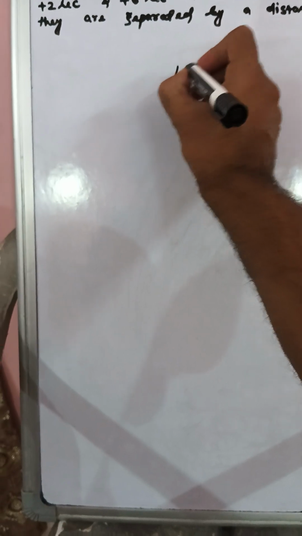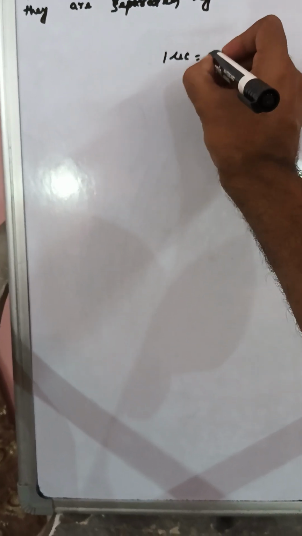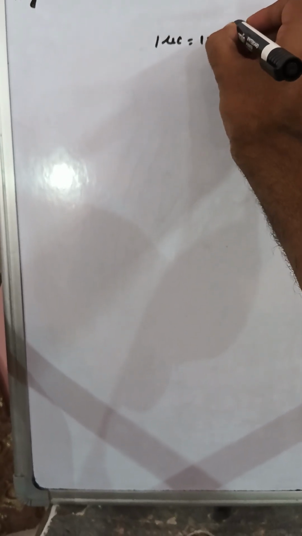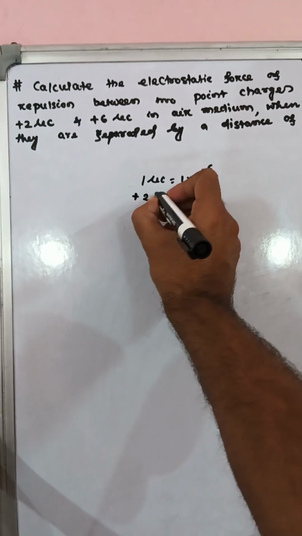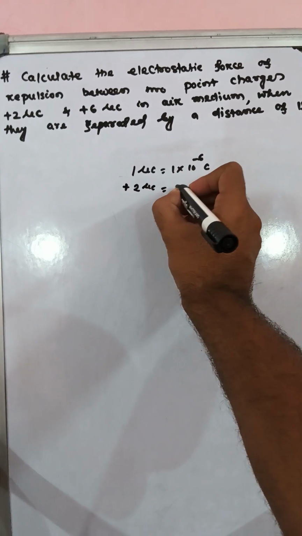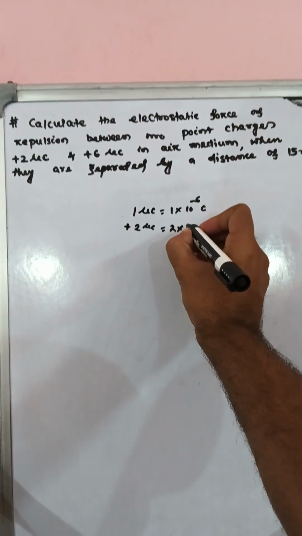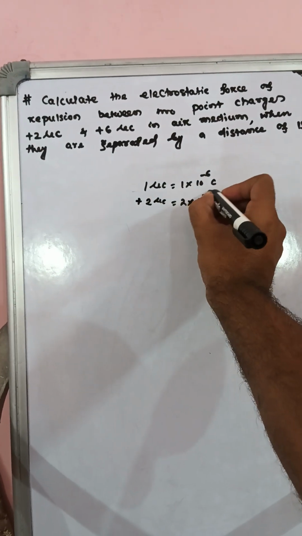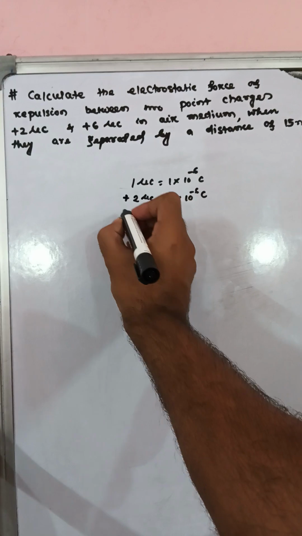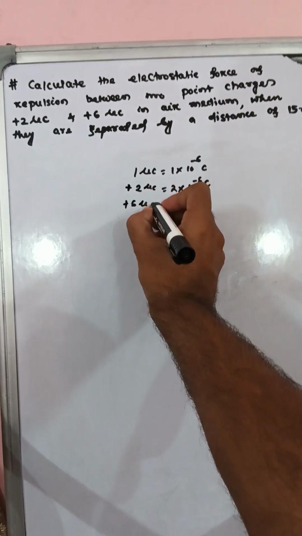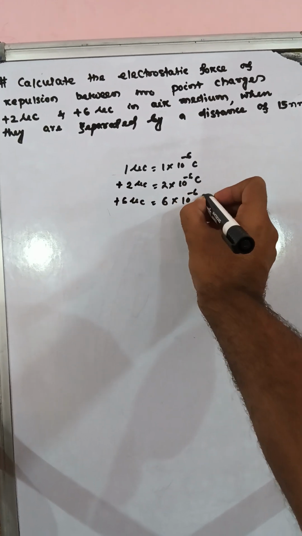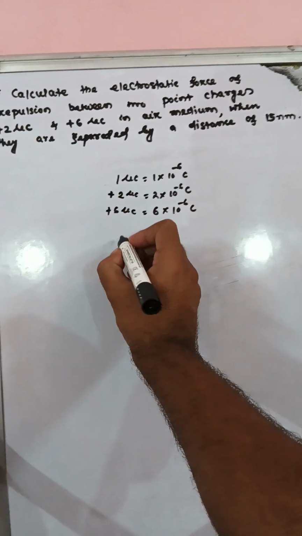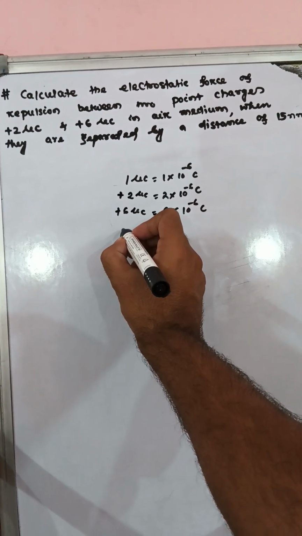Then 1 microcoulomb is equal to 1 into 10 to the power minus 6 coulomb. Then +2 microcoulomb is equal to 2 into 10 to the power minus 6 coulomb. +6 microcoulomb is equal to 6 into 10 to the power minus 6 coulomb.